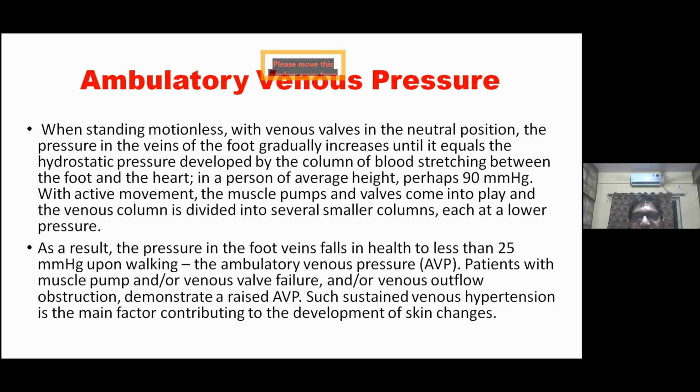As a result, the pressure in the foot veins falls in health to less than 25 millimeter mercury upon walking. The ambulatory venous pressure is then 25 millimeter mercury. Patients with muscle pump and/or venous valve failure and/or venous outflow obstruction demonstrate a raised AVP, that is ambulatory venous pressure. Such sustained venous hypertension is a major factor contributing to the development of skin changes.